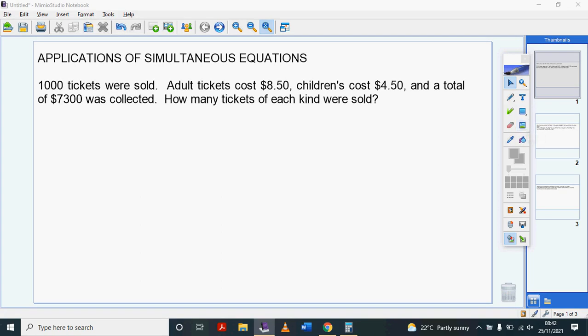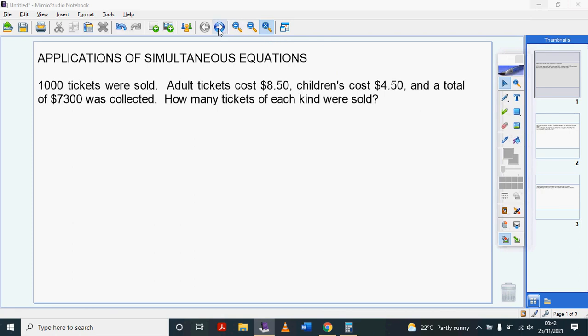Good morning, guys. We'll look at a few more applications of simultaneous equations. And in this video, I'm going to do 3 problems for you, 3 examples. And for each example that I do, I want you to write it down in your books.